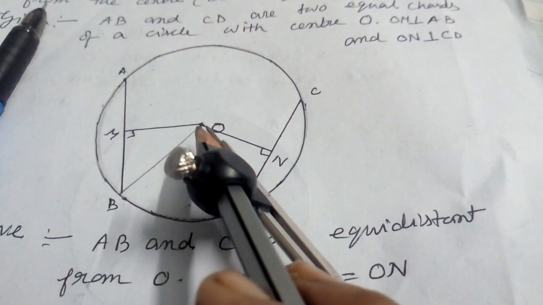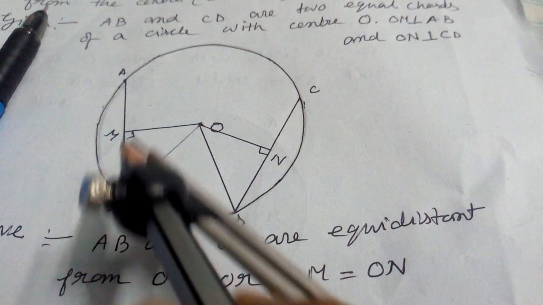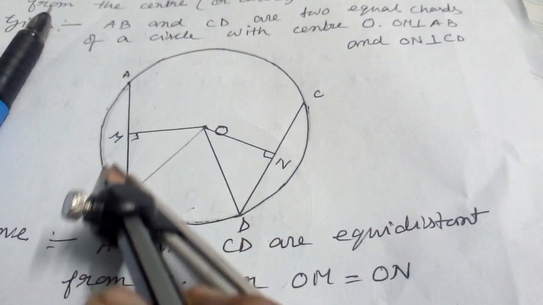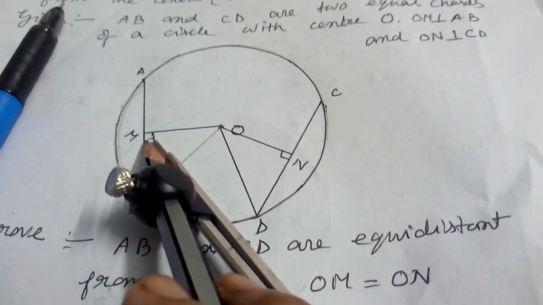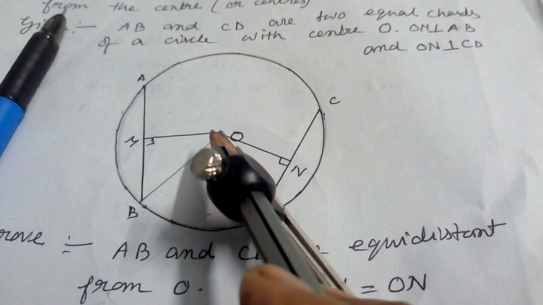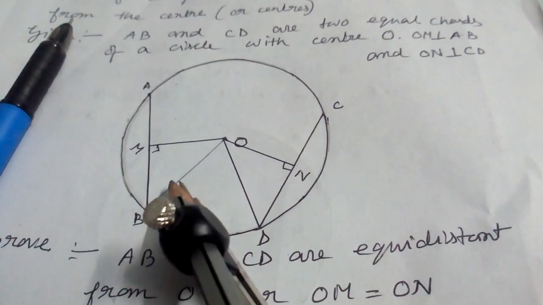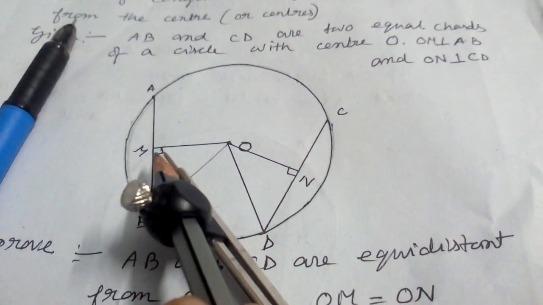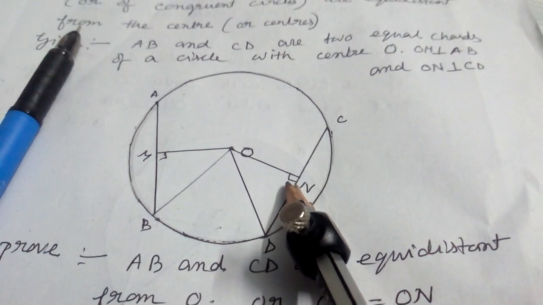Now we draw OB and OD. We take two triangles OMB and OND. In triangles OMB and OND, OB is equal to OD because they are radii of the same circle. Angle M is equal to angle N, both are 90 degrees.